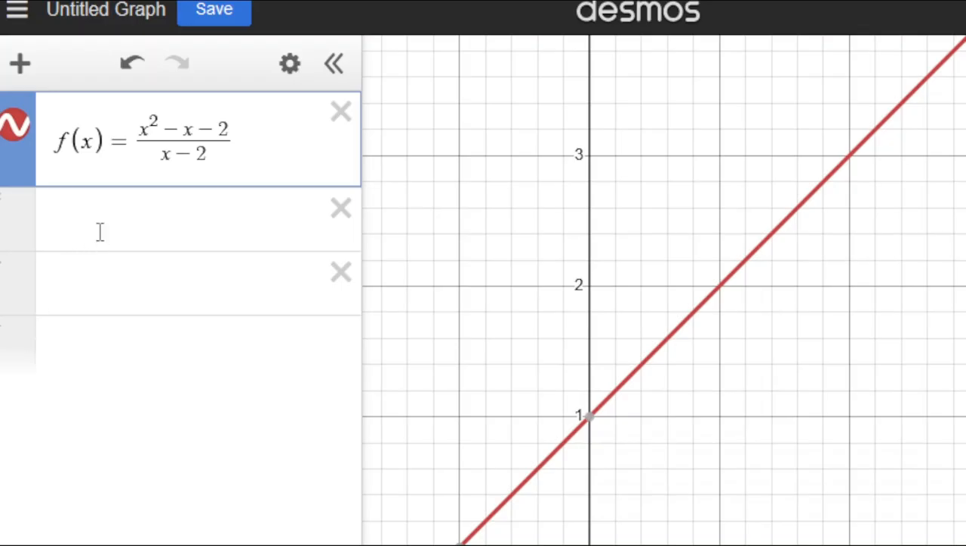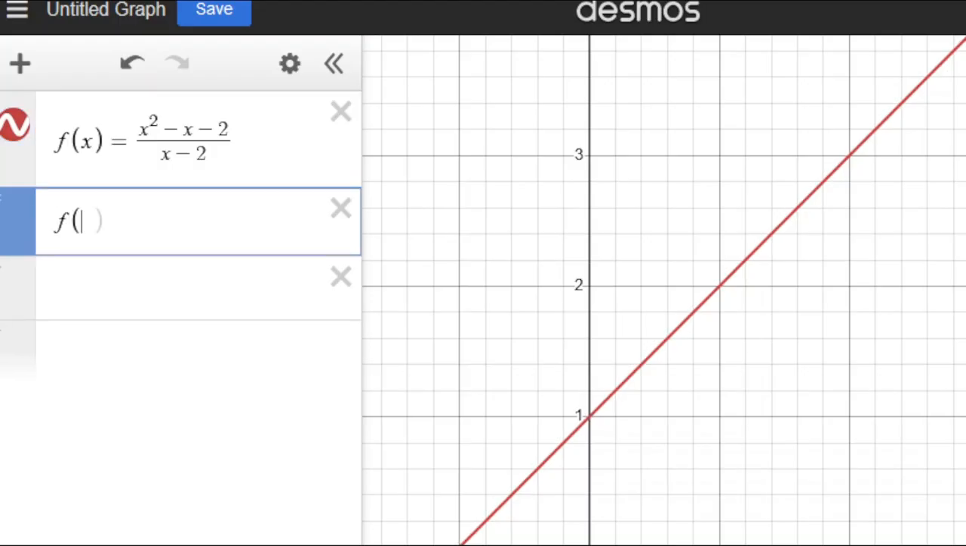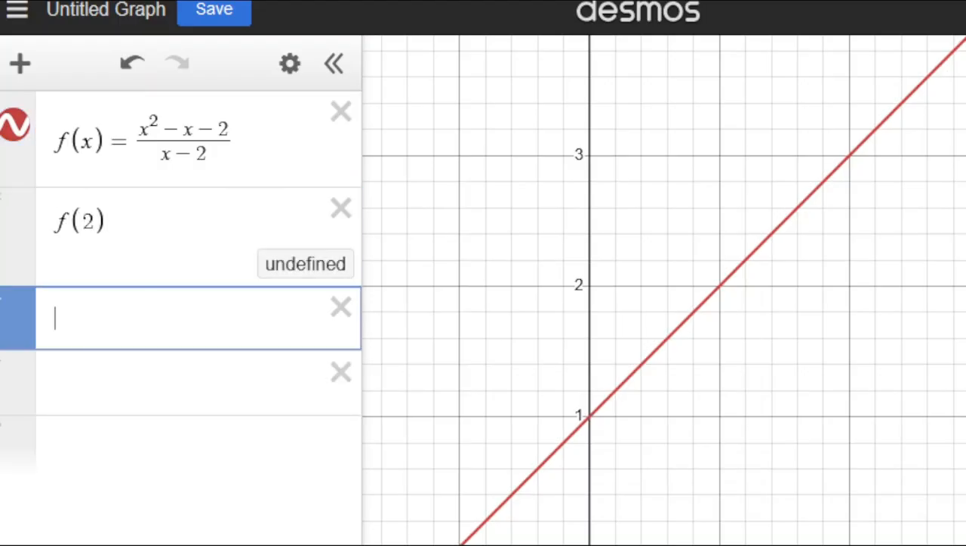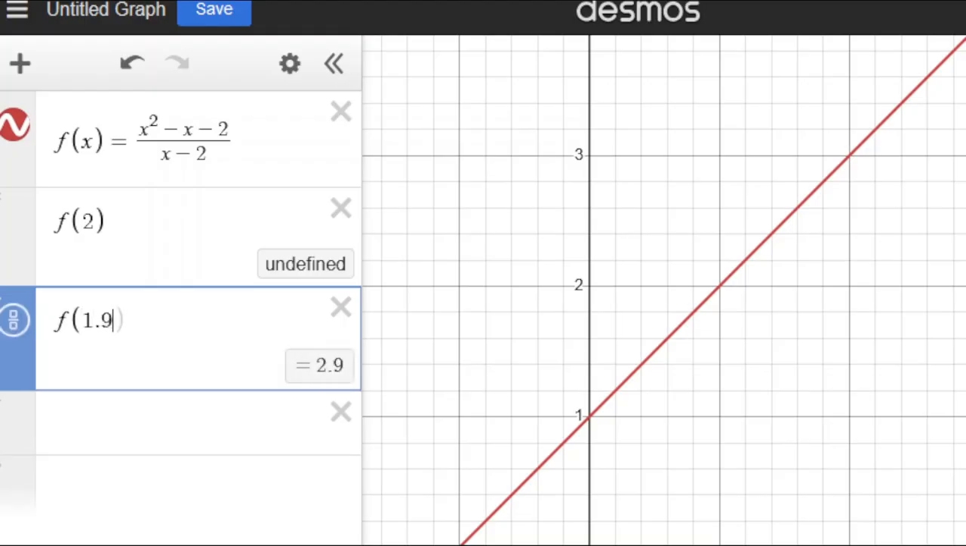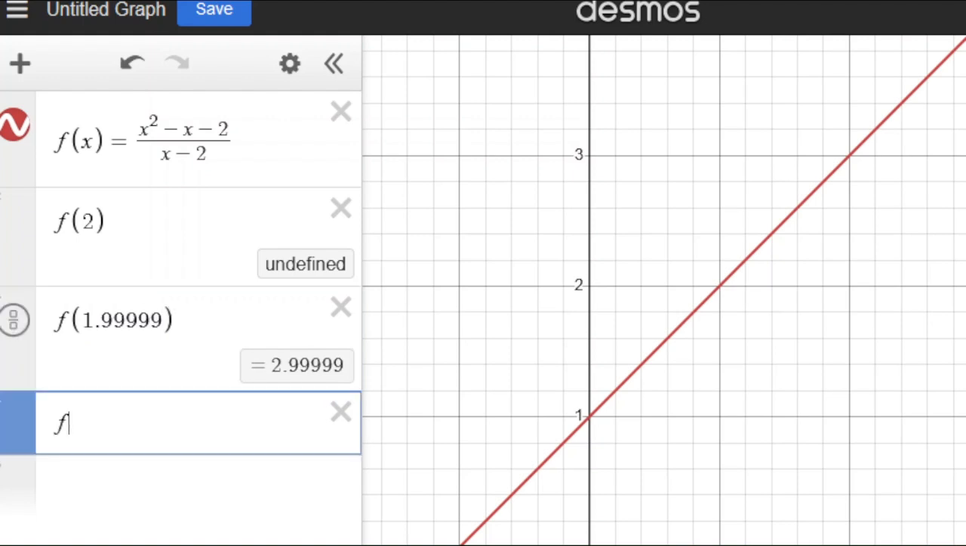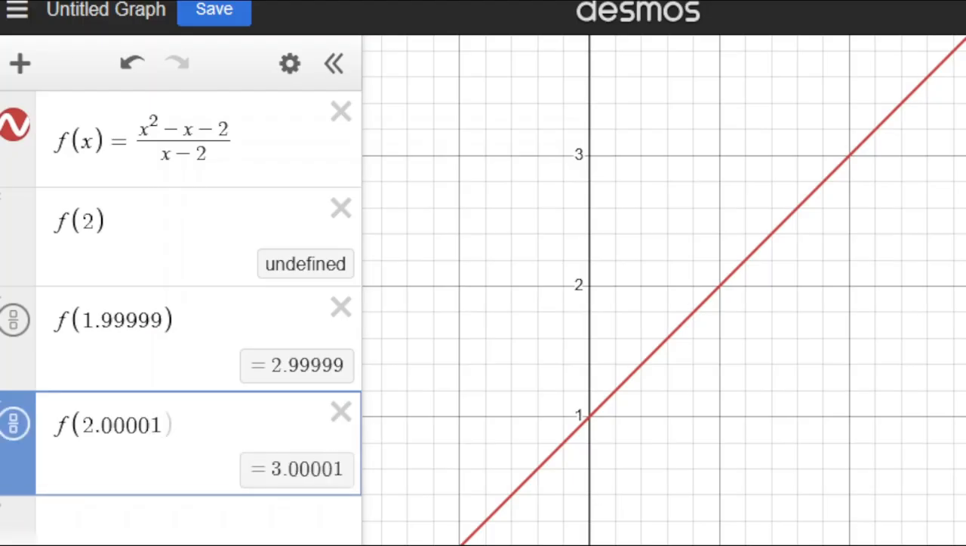By the way, we can also go to Desmos here. Notice that f of x is this function right here. That's the function we had. We could say, what is f of 2? And let me type it in. Notice it says it's undefined. But what if I were to plug in a different number besides 2, like 1.9 or 1.999? Notice my outputs are really close to 3. Or what if I plugged in 2.0001? Notice my output, again, is really close to 3.